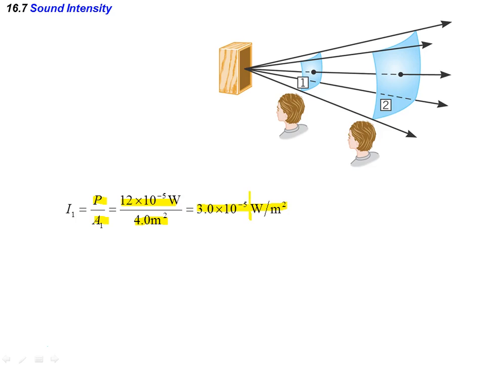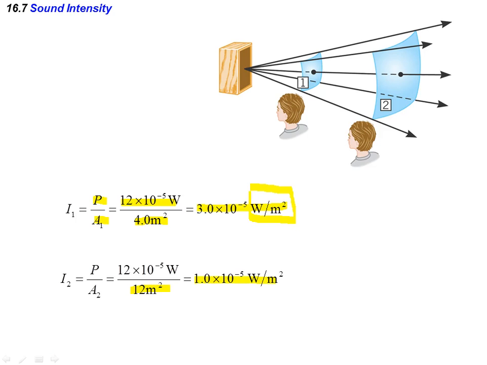Now this is an important unit here. It's a unit that is a little new to us, and we're going to use it in this video and further in the course. It's watt per square meter, so that's power per area. We can do the same thing for region 2 using the same numbers, except we change out the area, and we find that we have a lower intensity of 1 times 10 to the negative 5th. There's 3 times as much area in region 2 as region 1, and we notice we have 1/3 of the sound intensity.